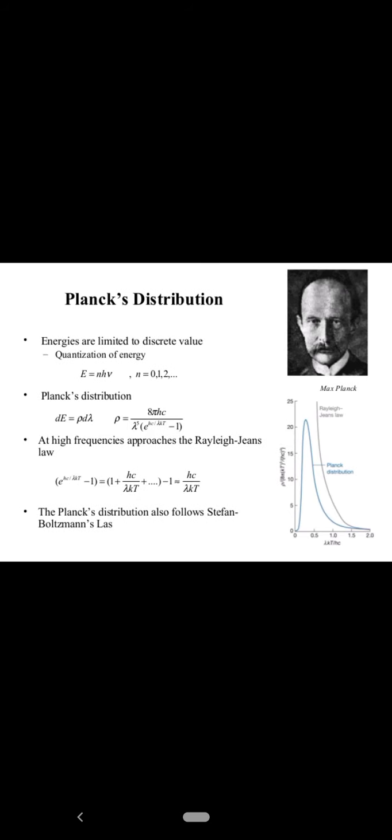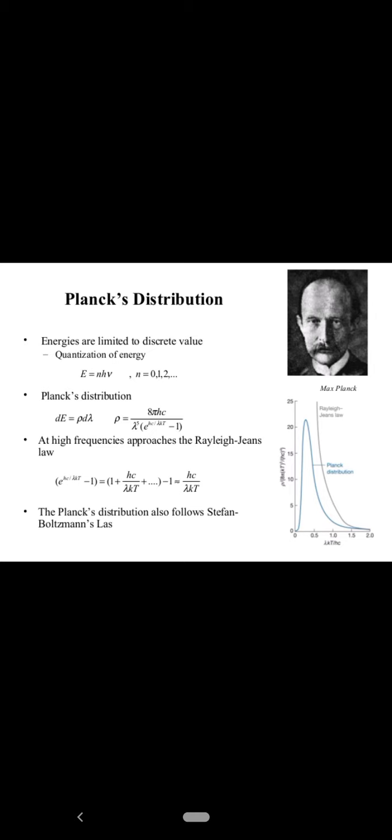Then came Planck's distribution, which explained the spectrum of a black body at higher as well as lower wavelengths. In the case of the Rayleigh-Jeans or Wien's law, each assumed the energy to be continuous. So Planck gave a new hypothesis. He considered the energies to be discrete. He considered energy to be quantized, meaning energy can have only certain values, and these values are given by the formula E is equal to n h nu, where h is Planck's constant, nu is frequency, and n is an integer whose values can be 0, 1, 2.